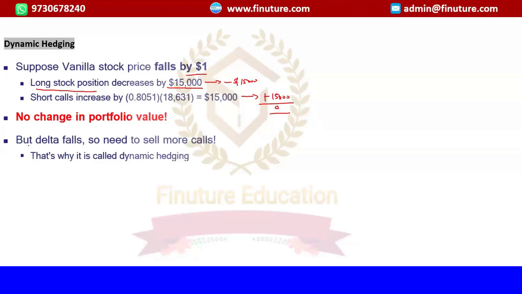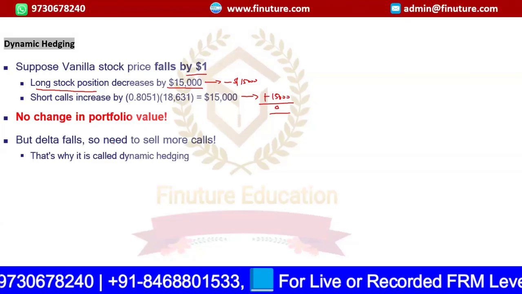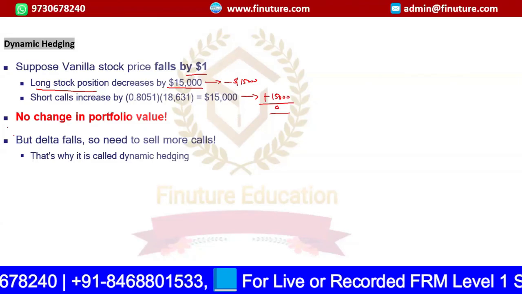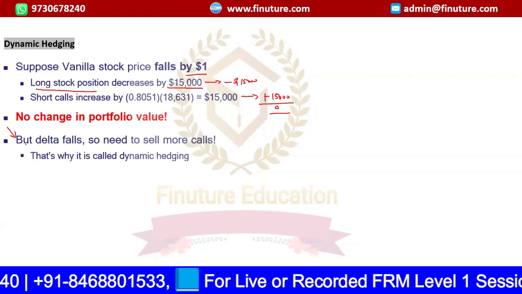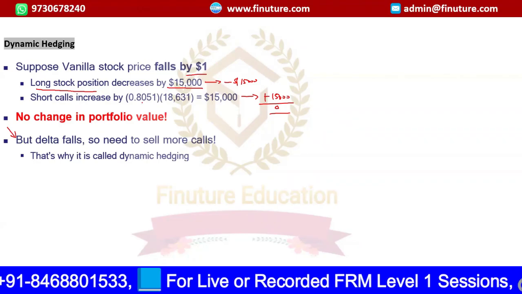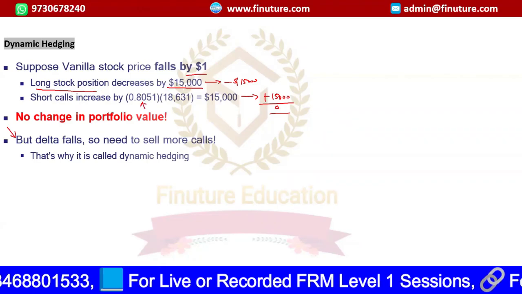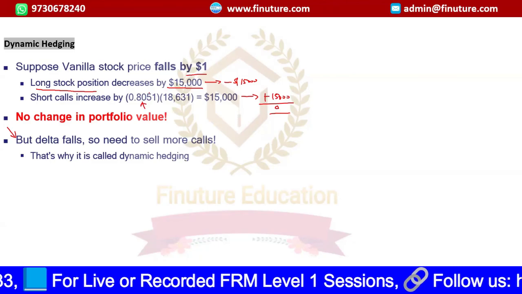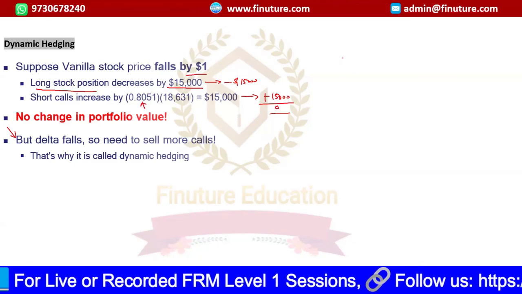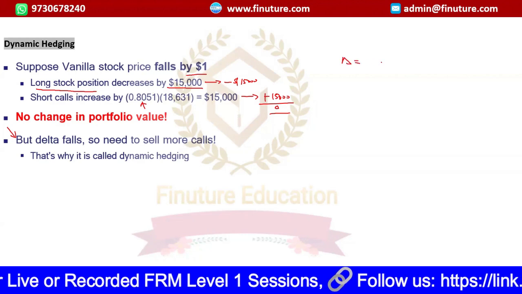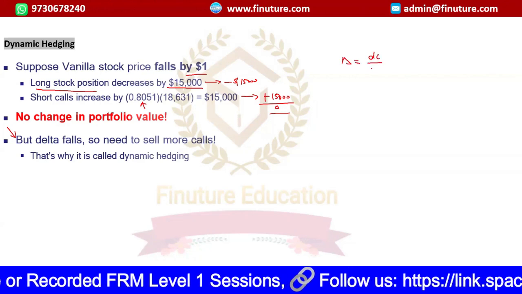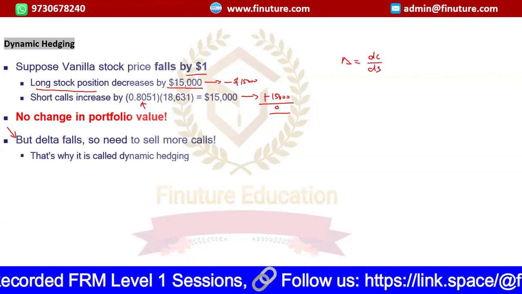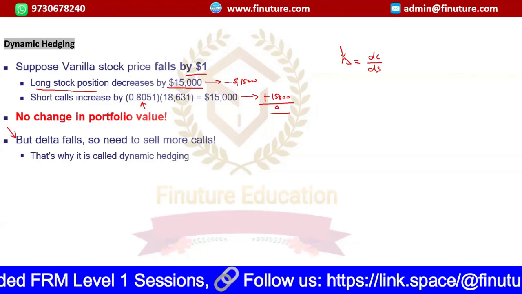But a very important point: if delta falls, you need to sell more. That's where, this being a key position, we will talk about gamma hedging, because this delta that you are using itself changes. Delta is not constant. If you remember, when we were talking about delta, it is the change in call price with respect to change in spot price. But my delta also varies.